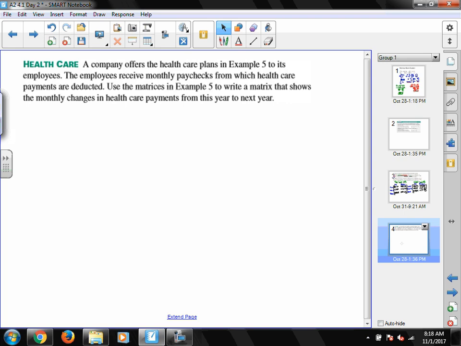So then moving on, we've got the same healthcare plans that we were working with in the last problem. The employees receive monthly paychecks, and then the payments are deducted. That's if you get healthcare through your employer from your job, it's usually how they do it. So we're going to use the matrices that we just wrote, and we want to show the monthly changes in healthcare payments from this year to next year.